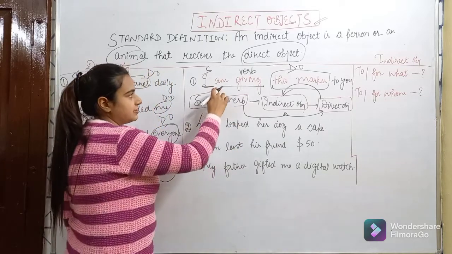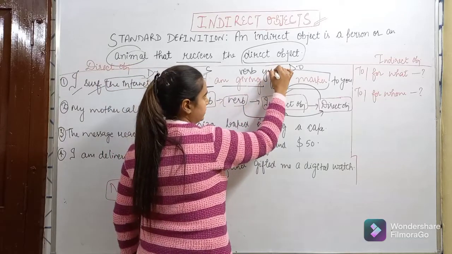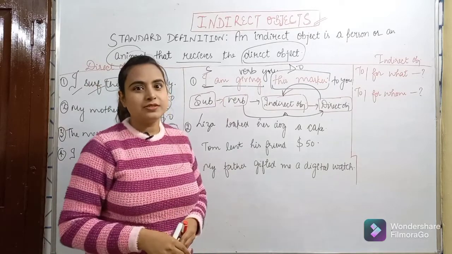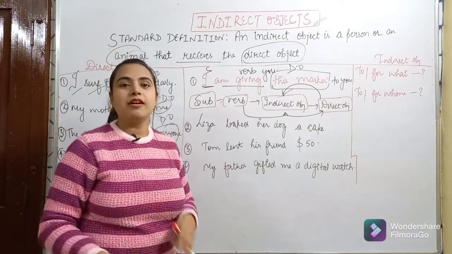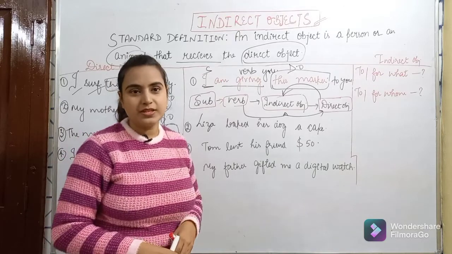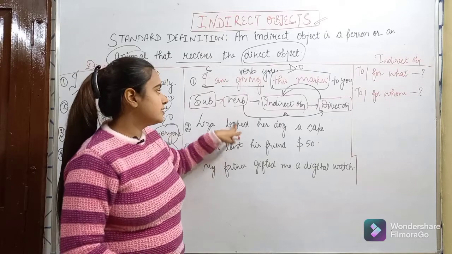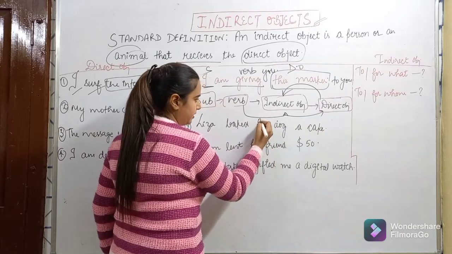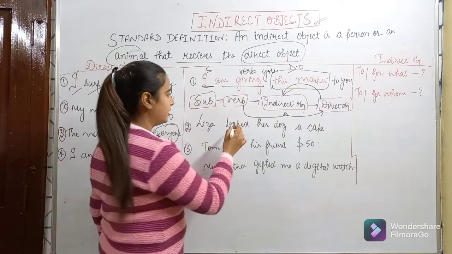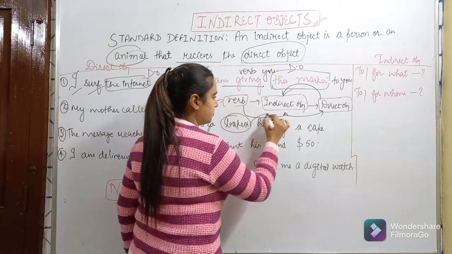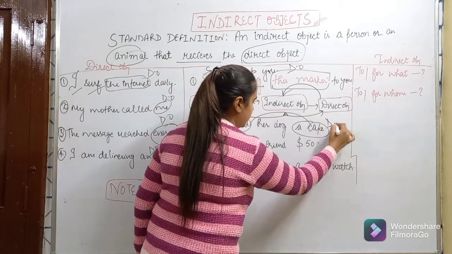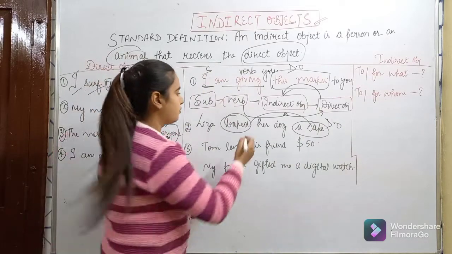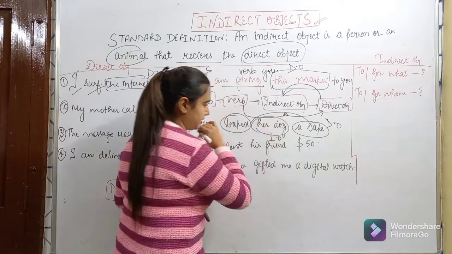You can also write this example like, I am giving you this marker. That would not be wrong because it's not rocket science. There are no hard and fast rules on how to add indirect objects in the sentence, but preference is given to this rule. Lisa baked her dog a cake. Lisa baked what? The action of baking was performed on a cake. It is your direct object. And for whom was it baked? For her dog. It is your indirect object.